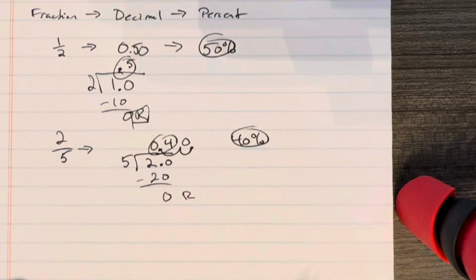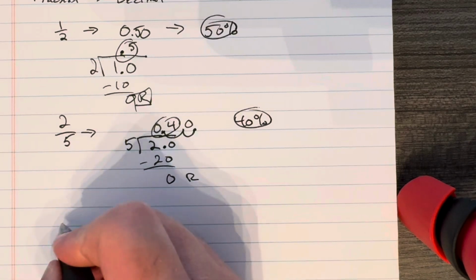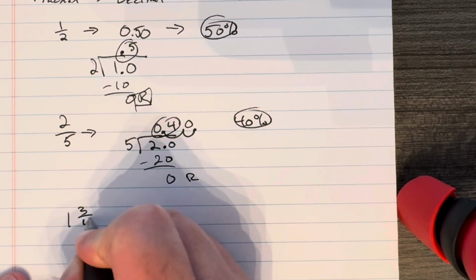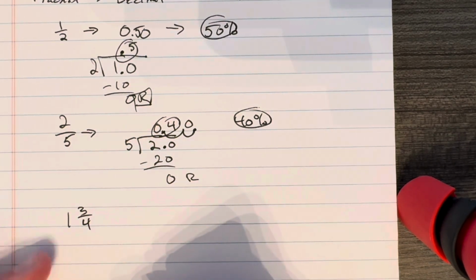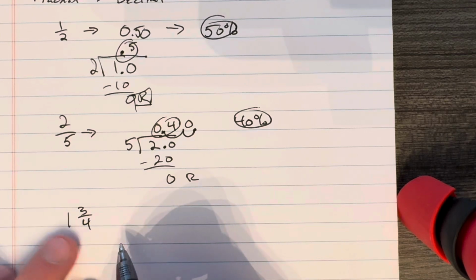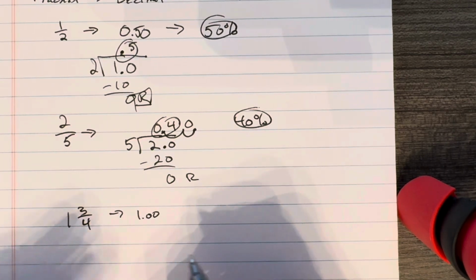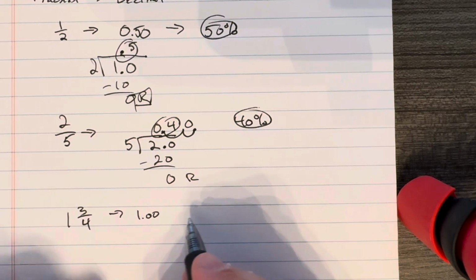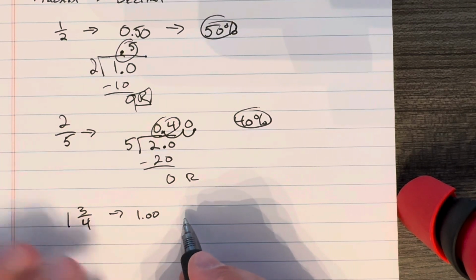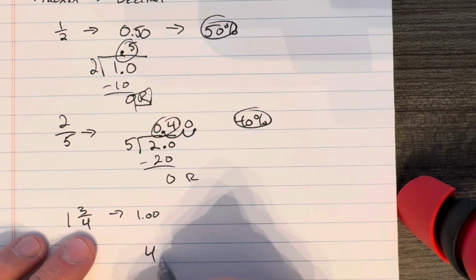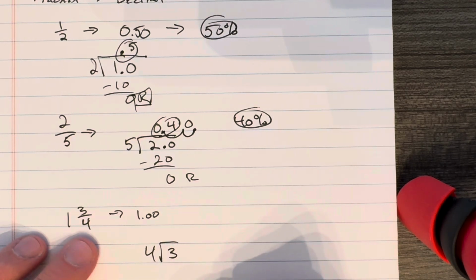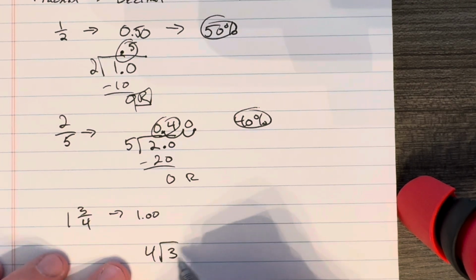Now let's do another one with a mixed number. So let's say we have 1 3/4. It's the same process, really. Now the 1 on the outside is like 1.0, and you can make as many 0s as you want. So we're just going to leave that 1 to the side for now. Let's just go ahead and do 3 divided by 4, with the 3 in the box.